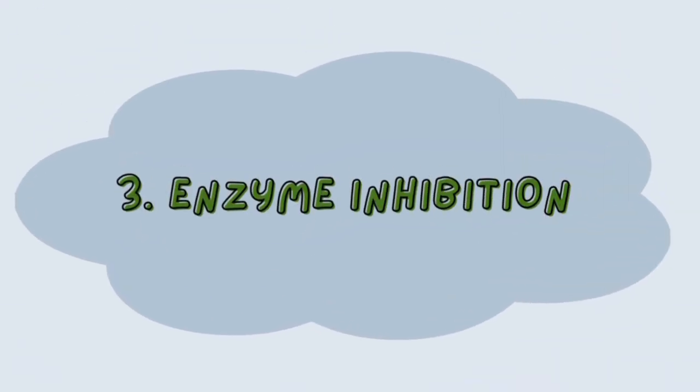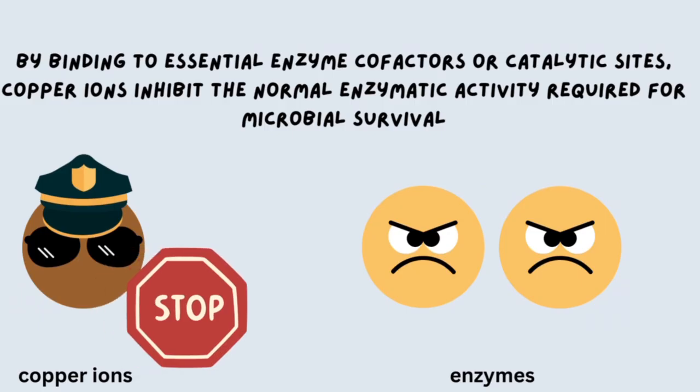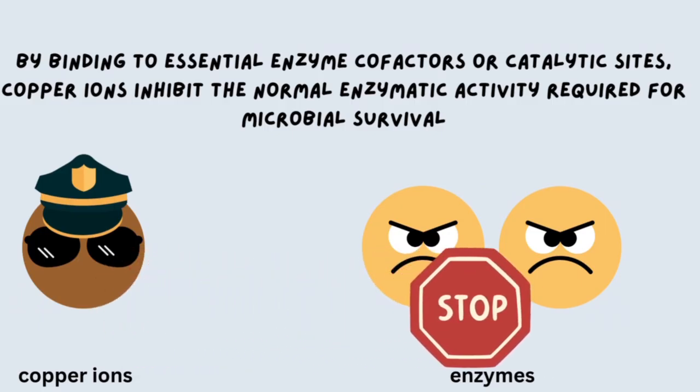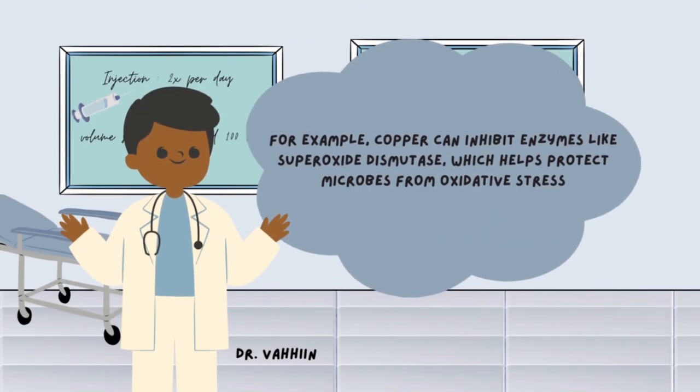Thirdly, enzyme inhibition. Copper can bind to the active sites of key enzymes involved in microbial metabolism. By binding to essential enzyme cofactors or catalytic sites, copper ions inhibit the normal enzymatic activity required for microbial survival. For example, copper can inhibit enzymes like superoxide dismutase, which helps protect microbes from oxidative stress.